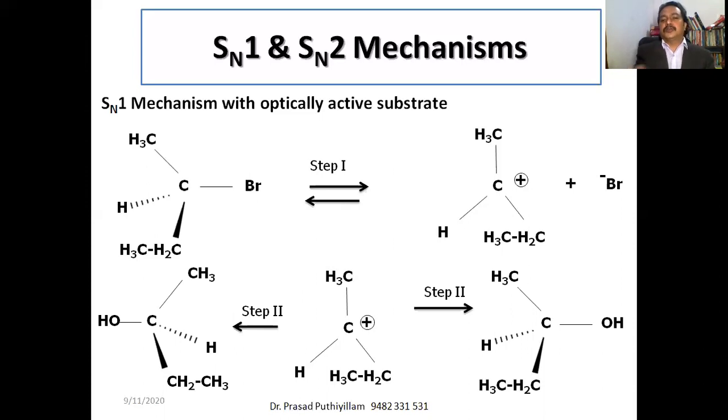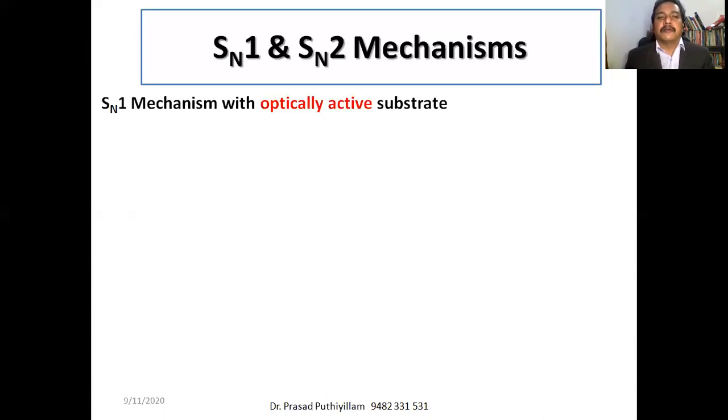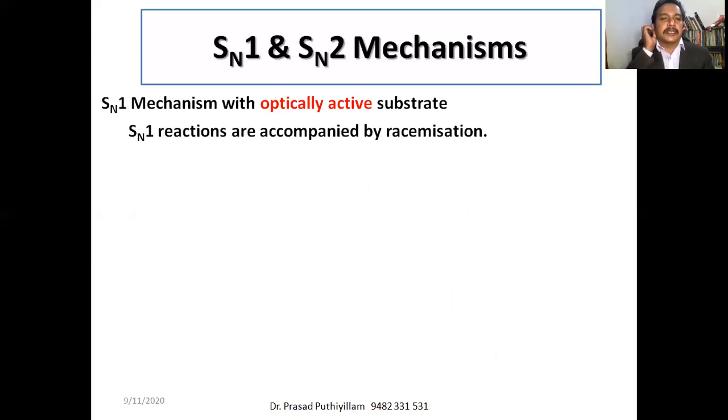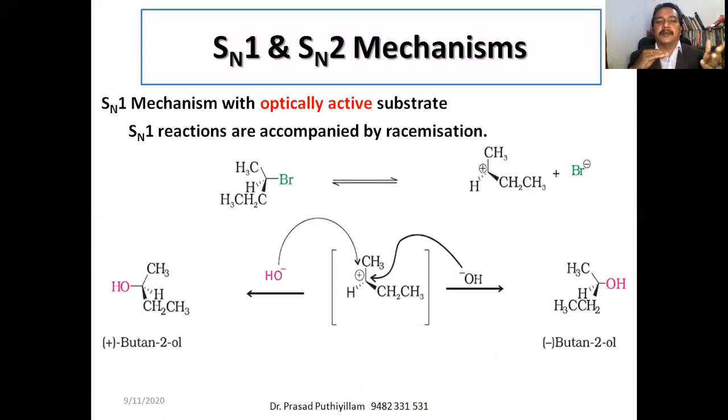So these two are possible. Both configurations are possible when it is an optically active substrate. Therefore, with an optically active substrate, SN1 reactions are accompanied by racemization. Okay, so both configurations are there. One is rotating the plane polarized light in the clockwise direction. The other one rotates the plane polarized light in the anti-clockwise or counterclockwise direction.